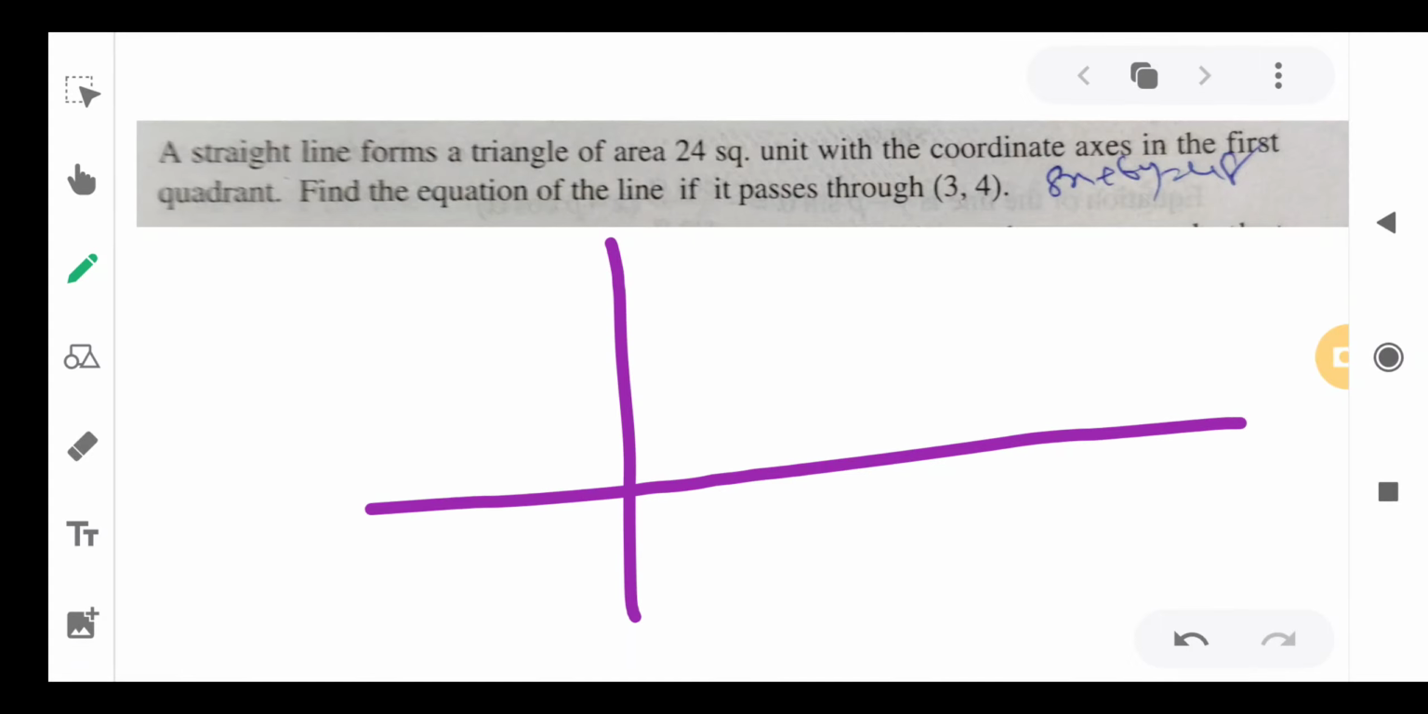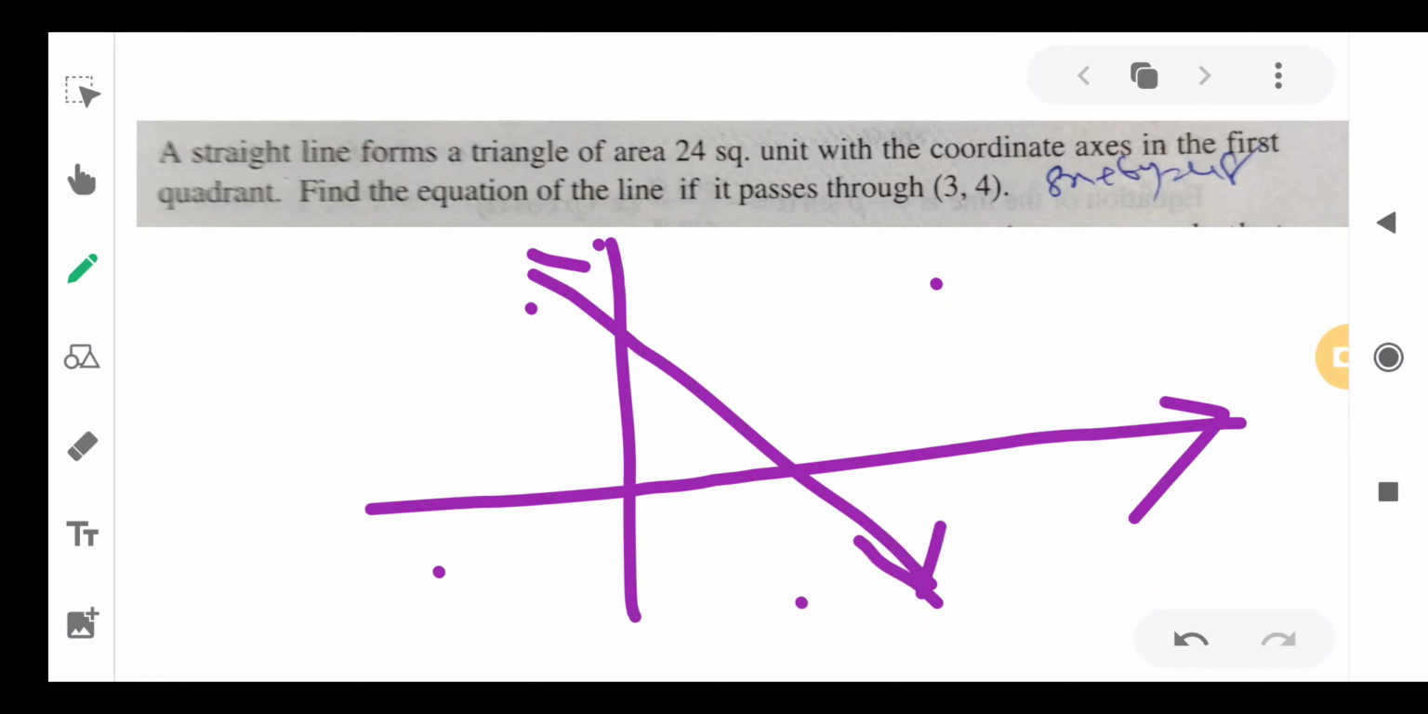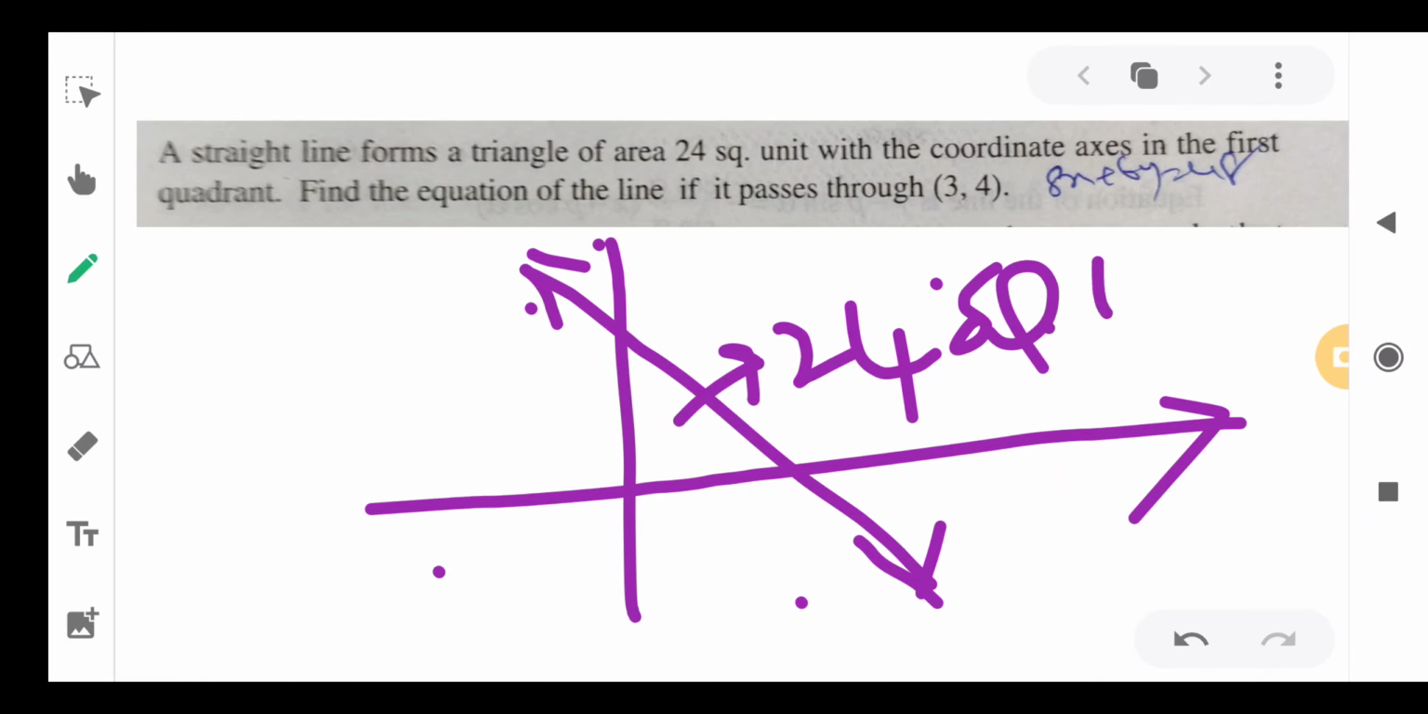This is a coordinate axis. This is the first quadrant. This is the x-axis, this is the y-axis. This is the first quadrant, second quadrant, third quadrant, fourth quadrant. Here a line passes like this. So now, this area formed is how much? 24 square units, right? 24 square units.